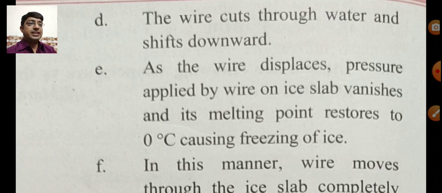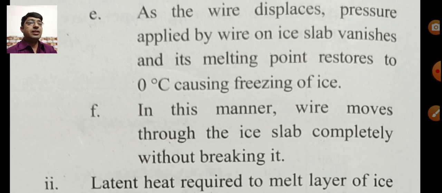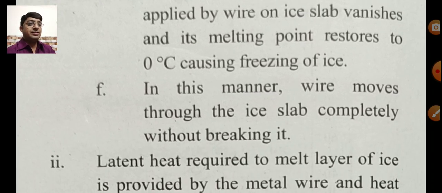Some more points. The wire cuts through water and shifts downward. As the wire displaces, pressure applied by the wire on the ice slab vanishes and its melting point returns to 0 degrees Celsius, causing freezing of ice again. In this manner, the wire goes through the ice slab completely without breaking it.